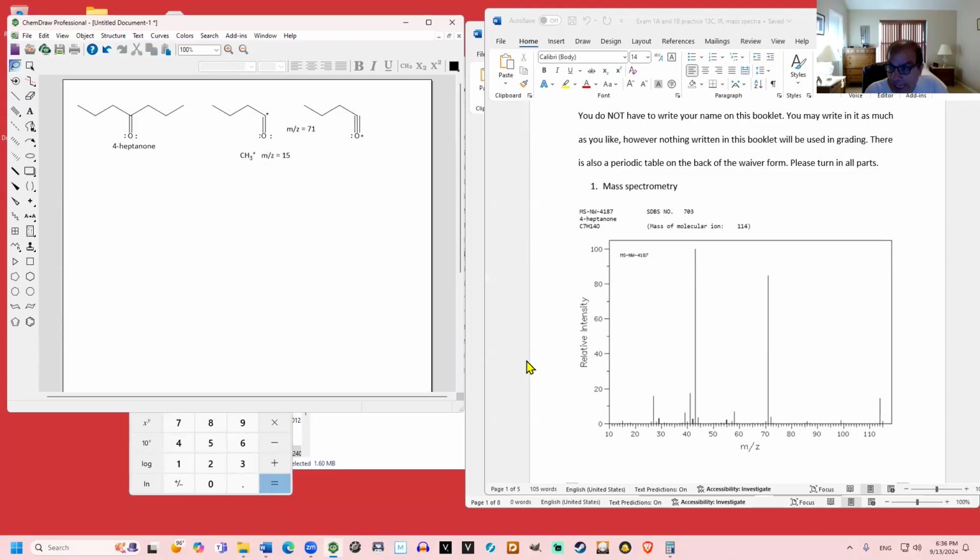Are there any propyl cations present? Propyl is C3H7 plus, and there are propyl groups on either side of the carbonyl. We could certainly get that piece. So propyl is C3H7 plus. 3 times 12 is 36, plus 7 more makes 43. And there is indeed a significant peak at 43.